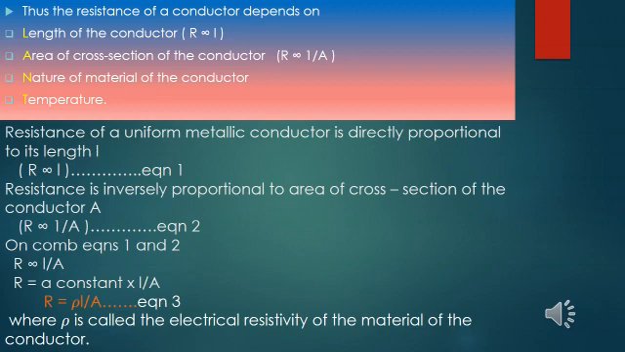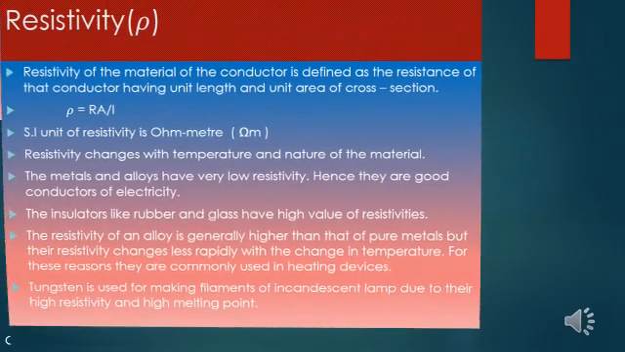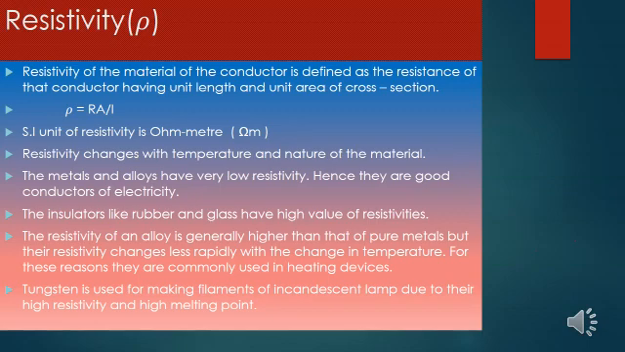Thus, by using the first and the second factor, that is R is directly proportional to length and R is inversely proportional to area of cross-section, if we combine these two, we get R is proportional to L by A, or R is equal to constant into L by A, or R is equal to rho L by A, where rho is called the electrical resistivity of the material of the conductor. Electrical resistivity is noted by the letter rho.